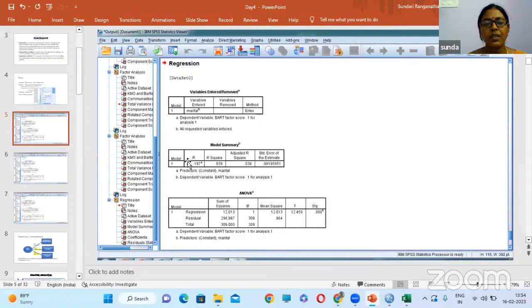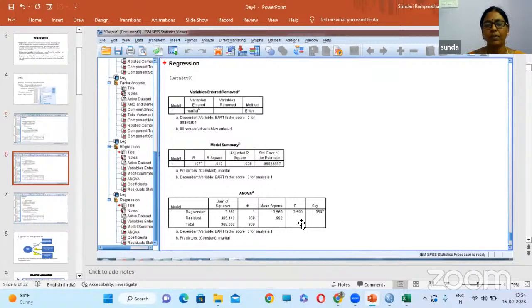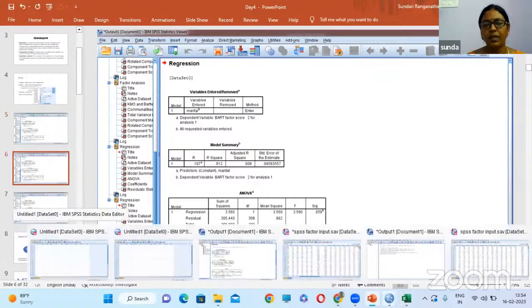To interpret the results, we need the correlation R value. The R value is 0.197. So these two factors we have to consider, and let us see how to interpret it. Now we will move on to the next set of variables in the study. The next set of variables is the second factor.